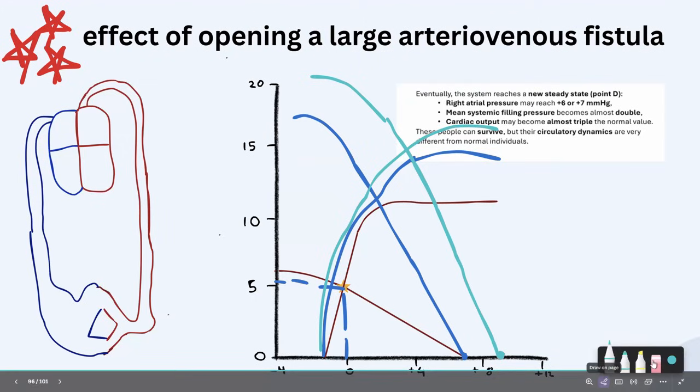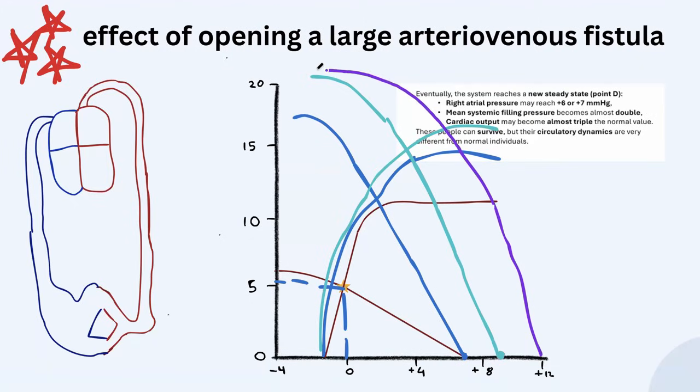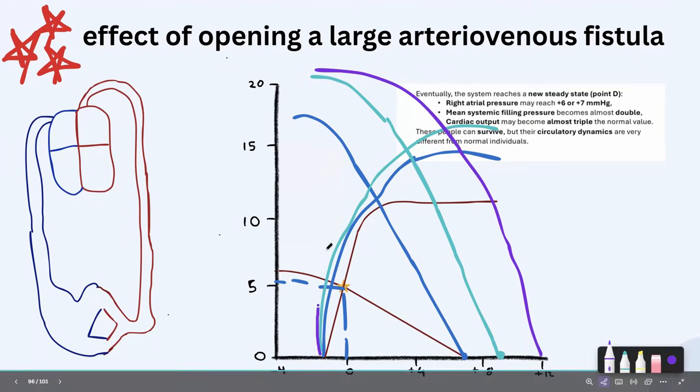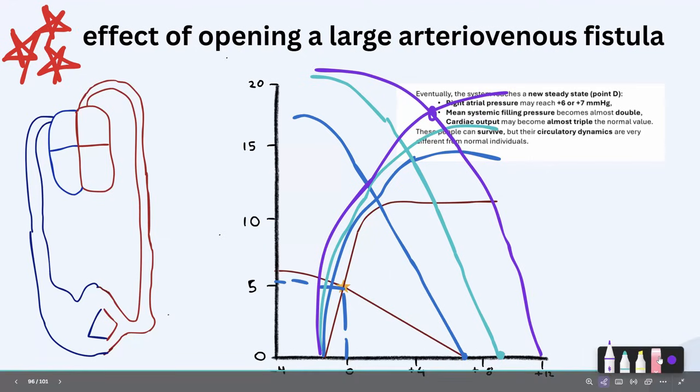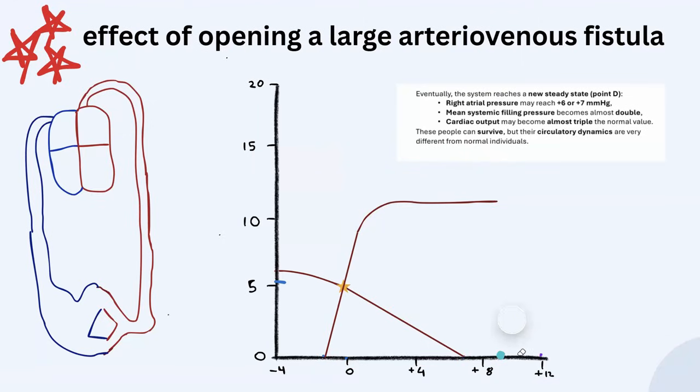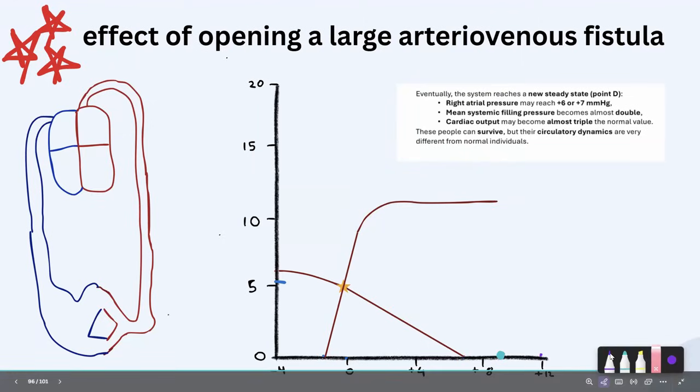And then at the very end, after a few weeks, when you have maximum stimulation from the sympathetics, you're going to start from here. MSFP has increased to like 12. So you start here and you start drawing your venous curve like this. It is so high up, and the contractility curve has also increased. Okay, so this is your new point D. So I hope that's clear. I want you guys to practice this. Make it very clear about how circulatory dynamics work in this arteriovenous fistula. Okay, so just read this part on your own.